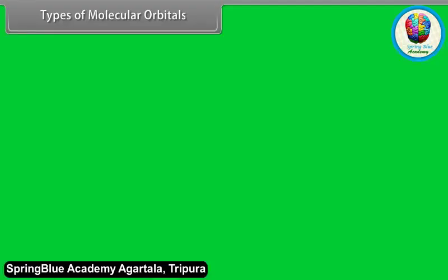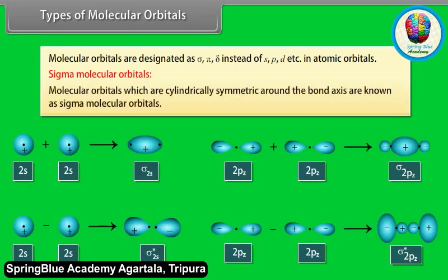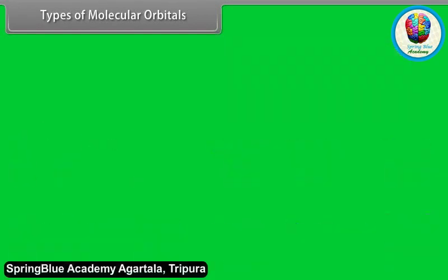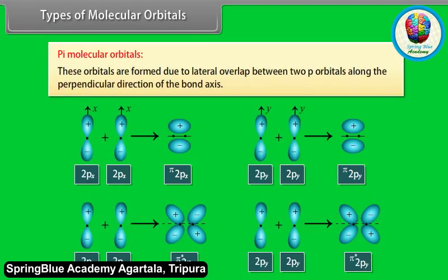Types of molecular orbitals. Molecular orbitals are designated as sigma, pi, delta instead of s, p, d, etc. in atomic orbitals. Sigma molecular orbitals. Molecular orbitals which are cylindrically symmetric around the bond axis are known as sigma molecular orbitals. Pi molecular orbitals. These orbitals are formed due to lateral overlap between two p orbitals along the perpendicular direction of the bond axis.